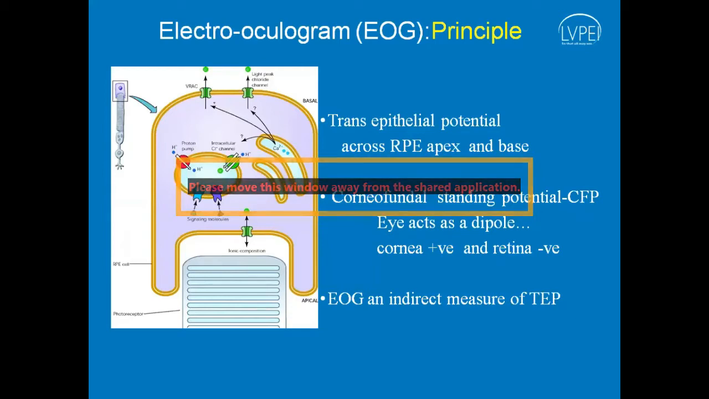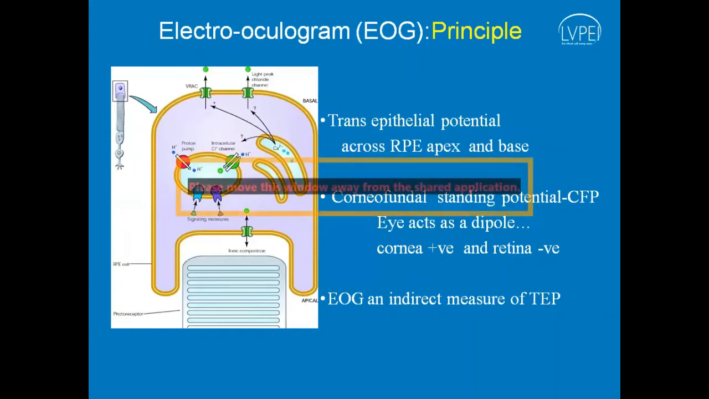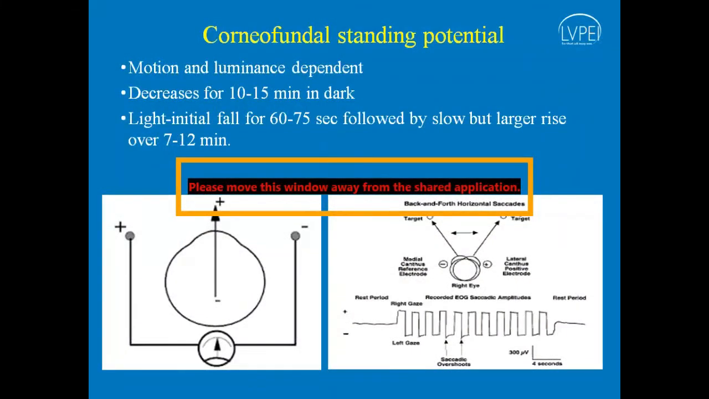Like after 15 minutes of dark adaptation, the amplitude reaches its minimum, and after the next 10 minutes of light adaptation, it reaches a maximum. And this maximum is called the light peak, and the minimum is called the dark trough. This light peak to dark trough ratio is called the Arden ratio and is used frequently in the electrooculogram.